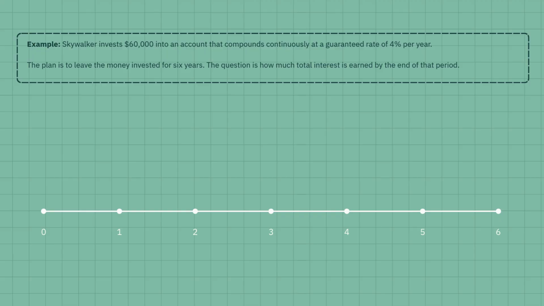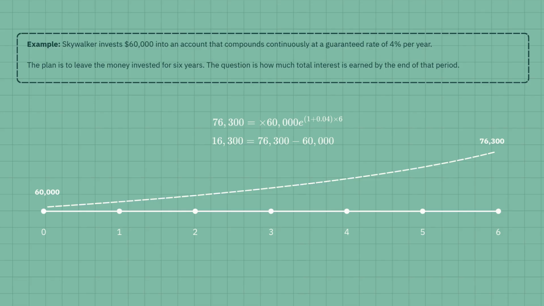Let's finish with one final example. Skywalker invests $60,000 into an account that compounds continuously at a guaranteed rate of 4% per year. The plan is to leave the money invested for 6 years. The question is how much total interest is earned by the end of that period. Using the continuous compounding formula, we multiply $60,000 by e raised to the power of 0.04 times 6. This gives a future value of approximately $76,300. Subtracting the original investment shows that the total interest earned is about $16,300.